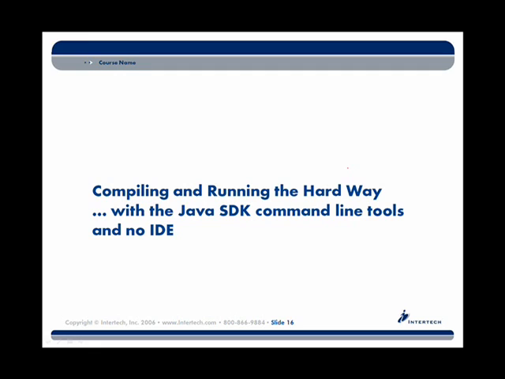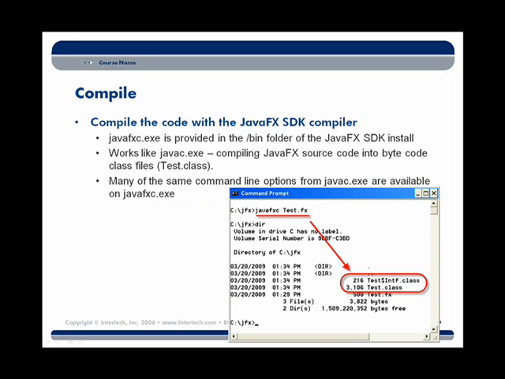Once we have that code in a file, a .fx file, what do we do? Well, we want to take a look at how we compile and run what I call the hard way. In other words, using the JavaFX SDK command line tools. So looking at compiling our JavaFX application, we'll run that test.fx code through the JavaFX compiler.